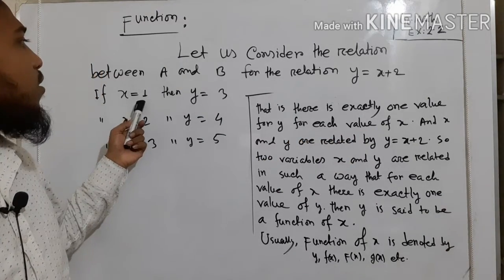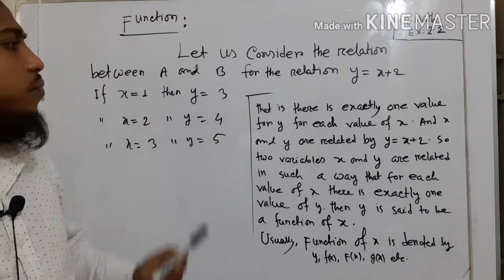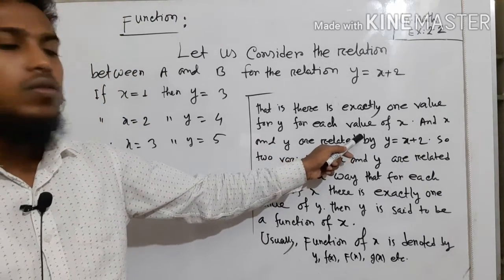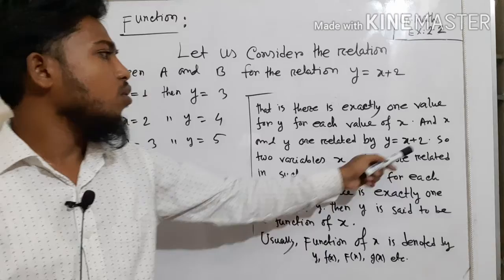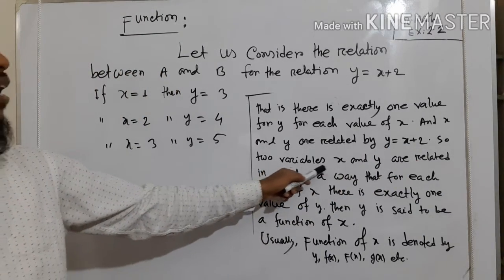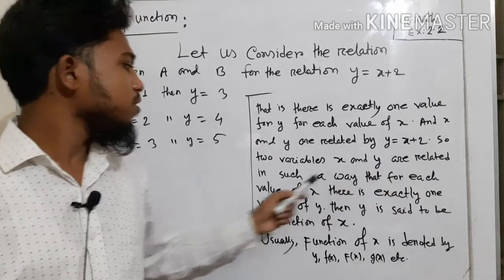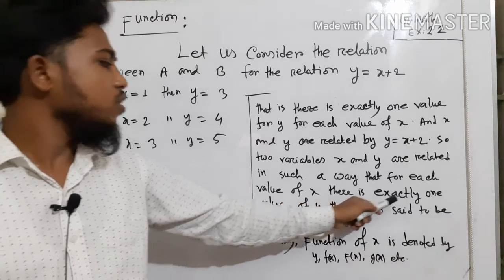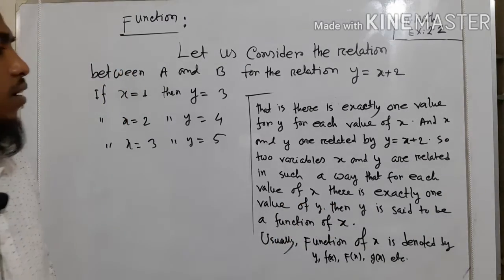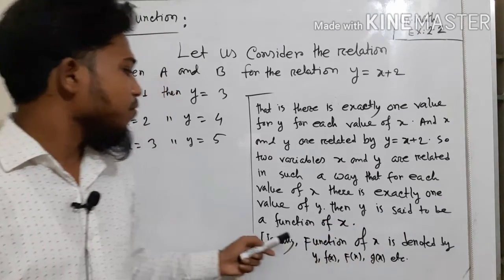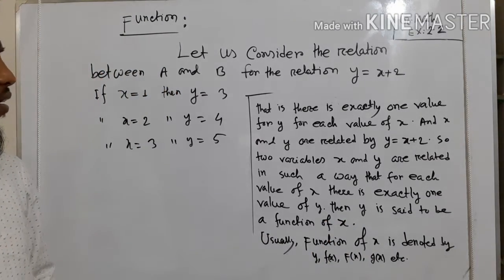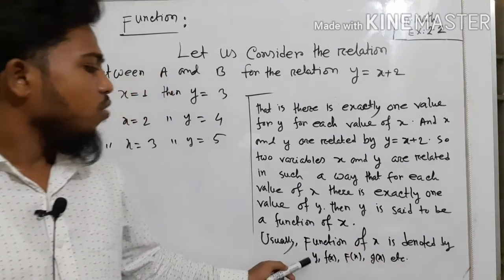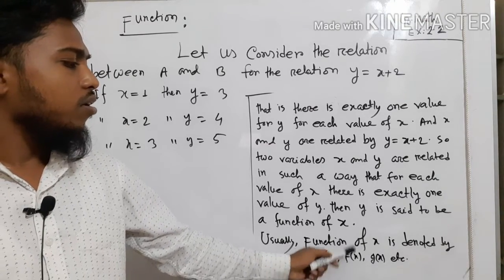If we put x equal to 1, then our output value y equal to 3, and x and y are related by y equal to x plus 2. So the two variables x and y are related in such a way that for each value of x there is exactly one value of y. Then y is said to be a function of x. Usually a function of x is denoted by y, f of x, capital F of x, g of x, etc.